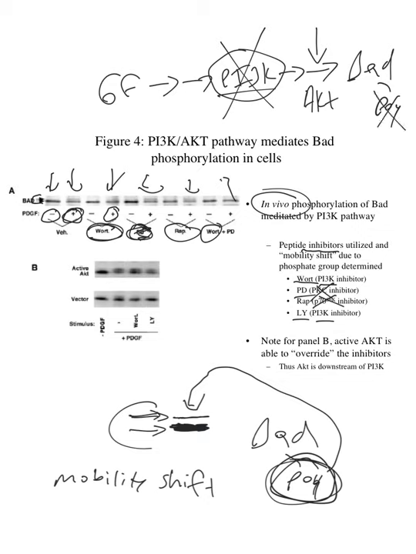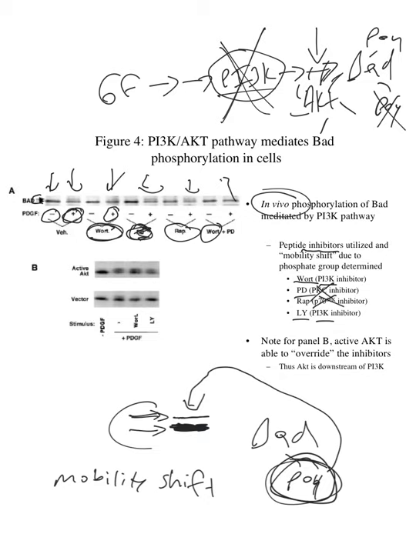the mobility shift. But then if we put in overactive AKT that doesn't need the upstream pathway to become turned on, if we can restore bad phosphorylation even in the presence of the PI3 kinase inhibitor, then we know that AKT is downstream of PI3 kinase in the pathway.